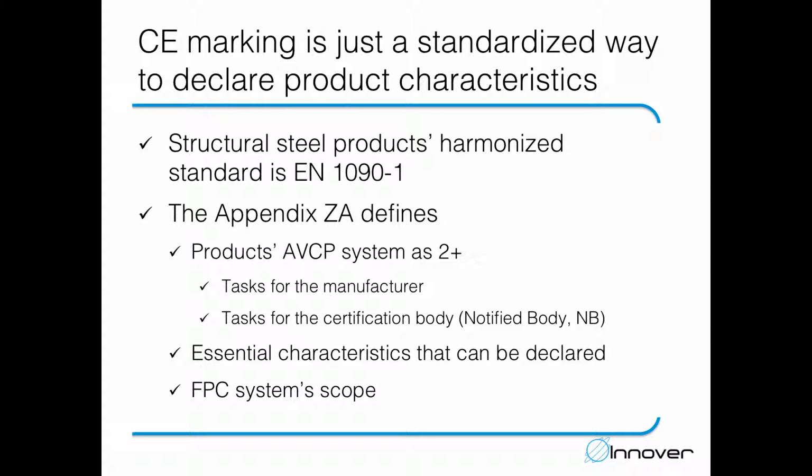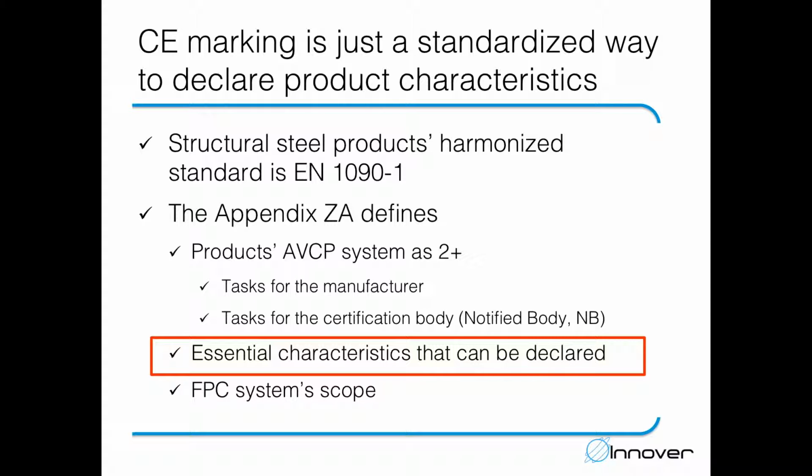Instead, I'm just going to be concentrating on the essential characteristics that can be declared as part of the CE marking, and also what is meant with the different characteristics of a structural steel product CE mark, and what kind of proof you are going to require to declare one of the characteristics. And then at the end, I'm just going to go over the FPC system's scope, that what you must develop and for which you must get the certification from the notified body.